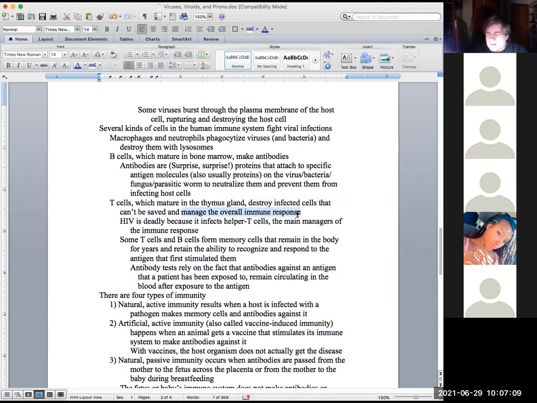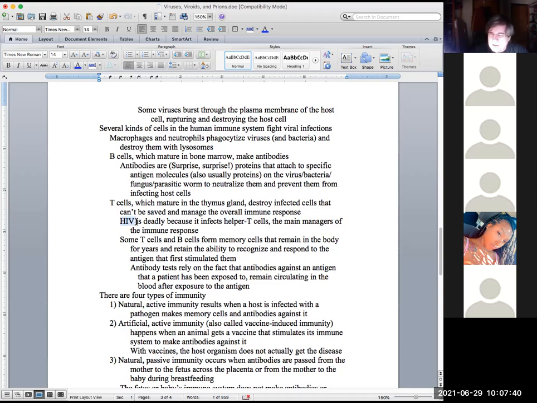T cells basically manage the immune response. There are some T cells that step up the immune response. These are called helper T cells. There are some T cells that basically monitor when you're fighting an infection and when you've completely eliminated the infection. There are some T cells that basically stop your response so that it doesn't spin out of control and go haywire.